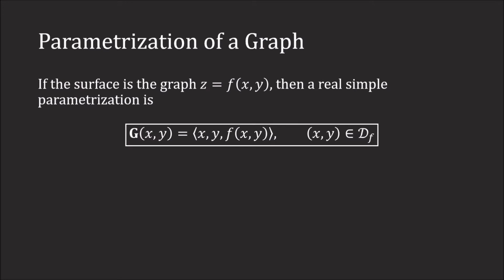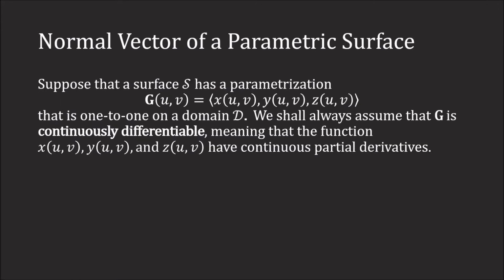An easy parameterization: if the surface is the graph z equals f of xy, then we can just use this parameterization. Now let's suppose that a surface has a parameterization g of uv that is one-to-one on a domain D. We shall always assume that g is continuously differentiable, meaning that the functions x of uv, y of uv, and z of uv have continuous partial derivatives. And so that's what it means to be continuously differentiable.